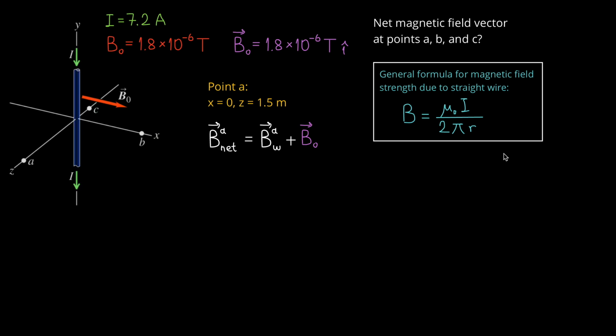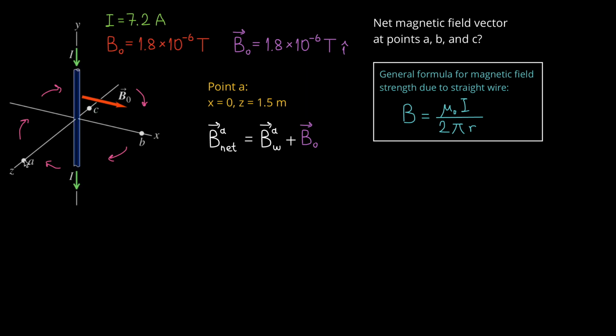Imagine pointing your thumb in the direction of the current, which is pointing down in the negative y direction. Your fingers will curl in the clockwise direction as seen from above, like so. So this is clockwise as seen from above. This is the direction of curling of your fingers. If you point your right thumb in the direction of the current, which is pointing down in the negative y direction, at any point, the direction of the magnetic field vector will be tangent to this clockwise rotation.